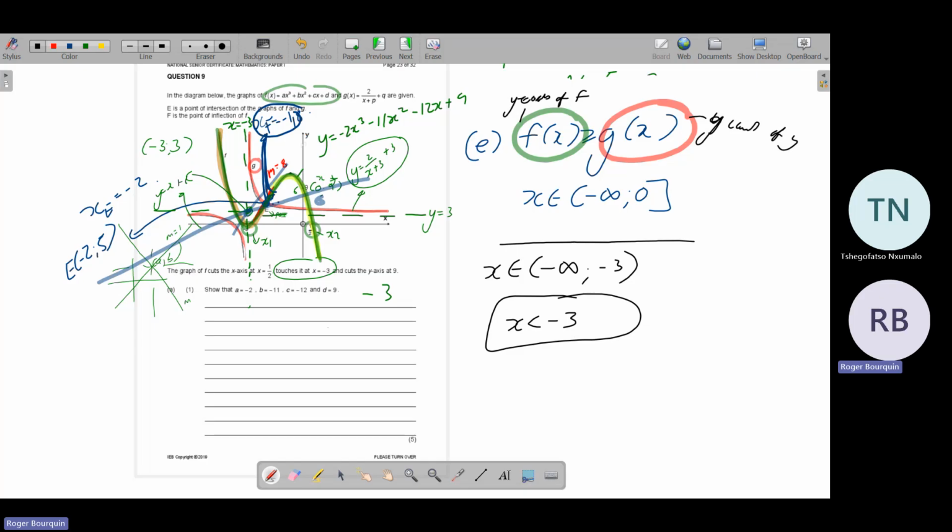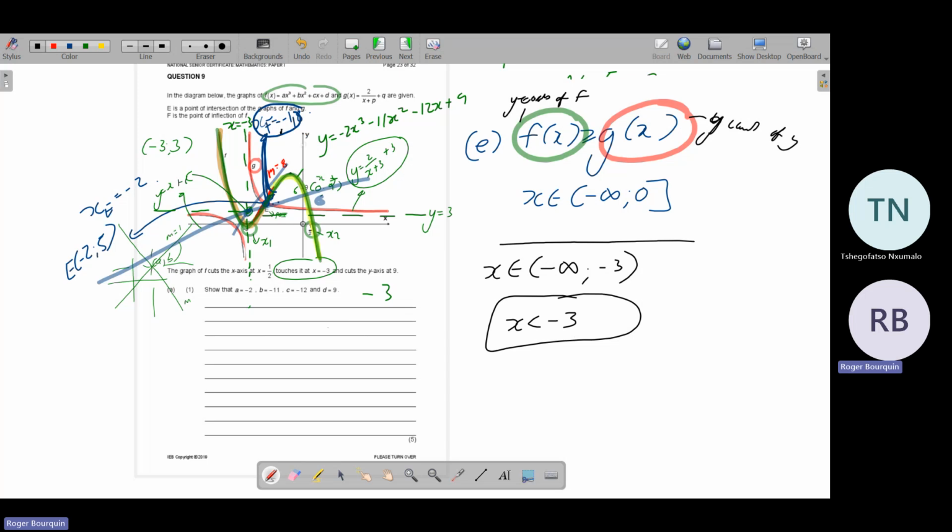Then what happens after negative 3? After negative 3, the red graph is above the green graph immediately afterwards, right? Is that what I want? No, I want the green graph above the red graph. Where does it change over? At E. What was the coordinate of E? Negative 2. You with me? That's why it's important you fill things in.